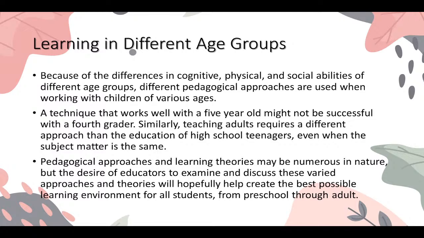A technique that works well with a 5-year-old might not be successful with a 4th grader. Similarly, teaching adults requires a different approach than the education of high school teenagers, even when the subject matter is the same. Pedagogical approaches and learning theories may be numerous in nature, but the desire of education to examine and discuss these varied approaches and theories will hopefully help create the best possible learning environment for all students from preschool through adult.